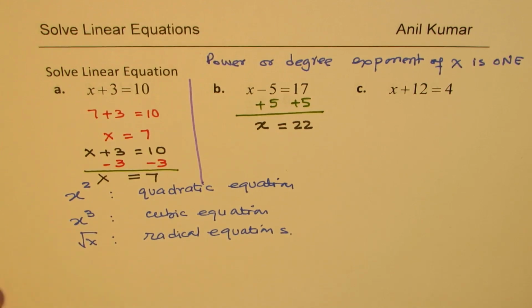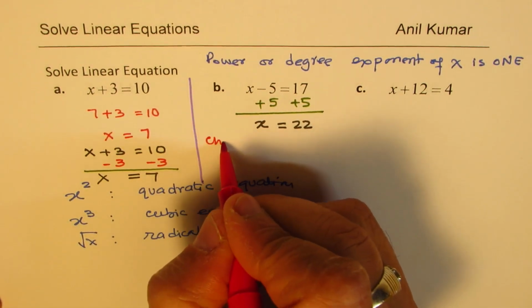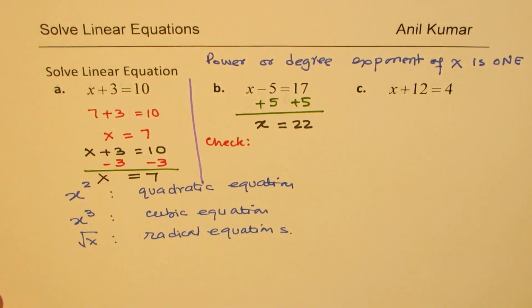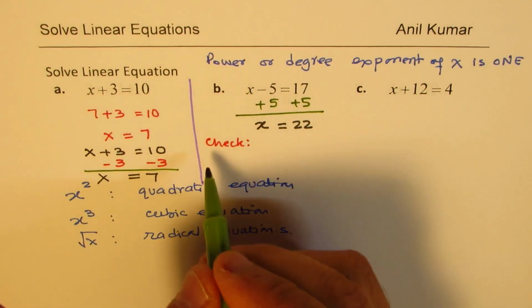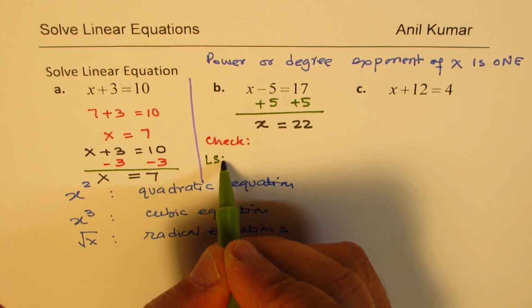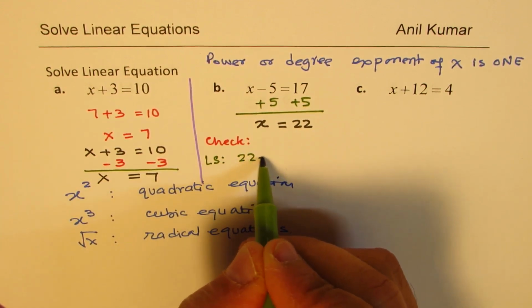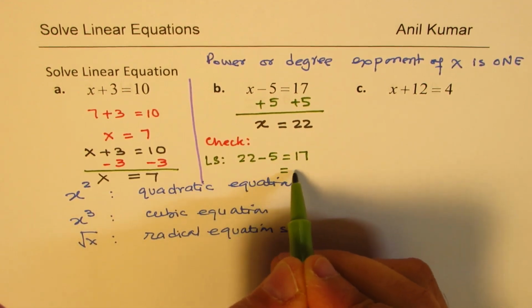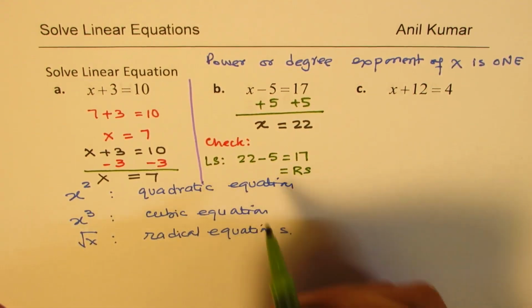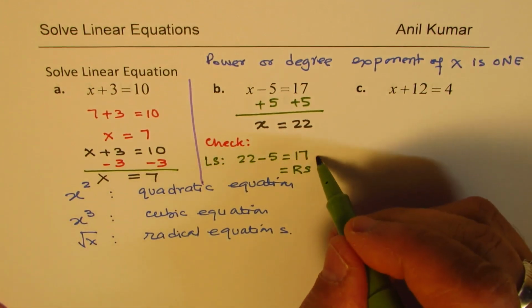Now at times, you may be required to check your solutions. So in case you want to check, you can substitute the value of 22 on the left side. Well, the left side is 22 minus 5, that is indeed 17, and it is equal to the right side, so our solution is correct.